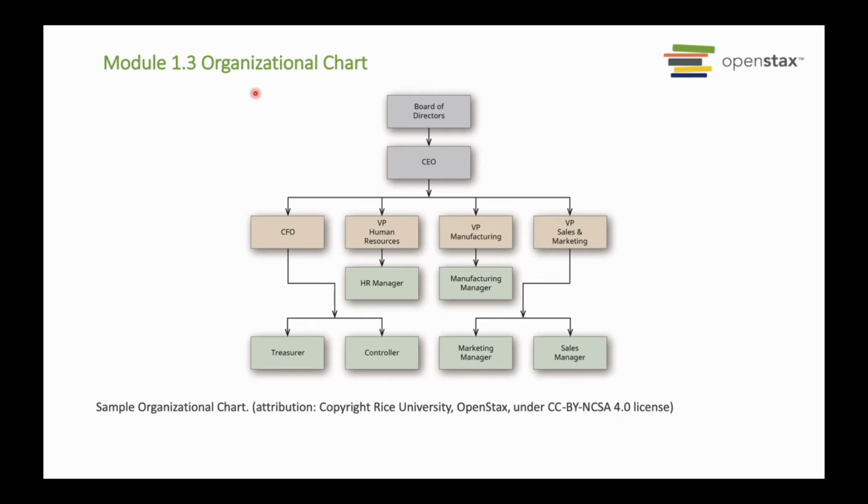This is an example of an organizational chart for a typical company. At the top of the hierarchy is the board of directors, and below that you have the CEO and then the senior managers. Where does the management accountant fit into this organizational structure?